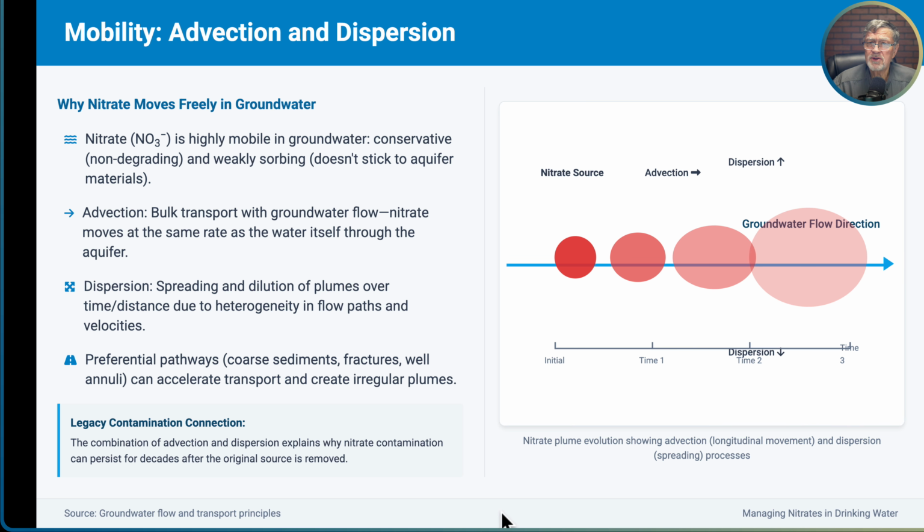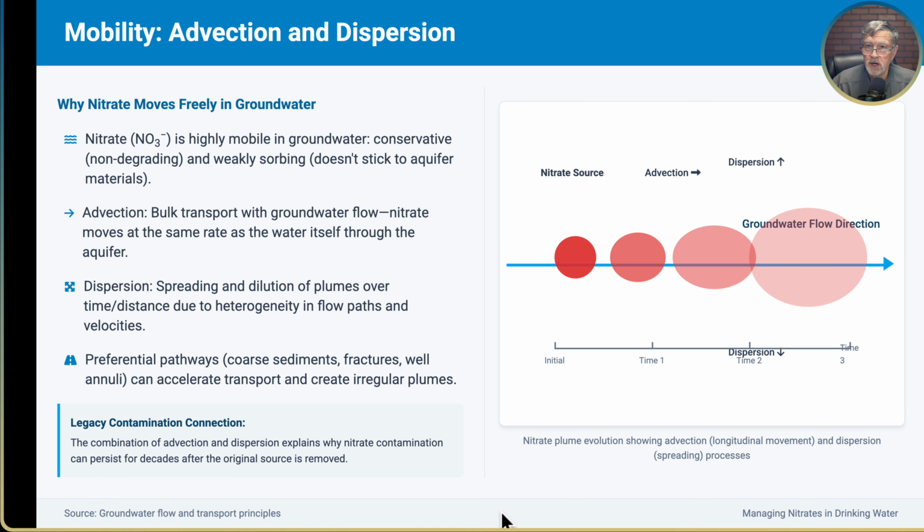But the mass balance actually stays pretty close to the same because it really doesn't degrade very well, especially in oxic areas with higher oxygen or shallow aquifers where it's mainly showing up. And so you'll get the dispersion, but you won't get a reduction in mass. So it contributes to mass, and we'll see nitrate levels actually going up over time, even though you get this dispersion going on. So preferential pathways, coarse sediments, fractures, annulus can accelerate transport and create irregular plumes.